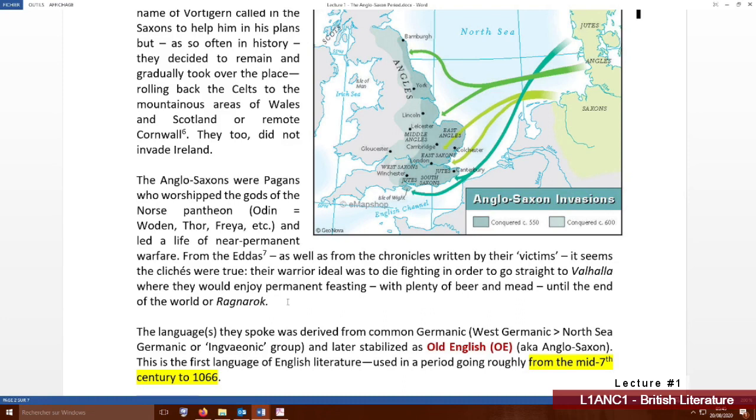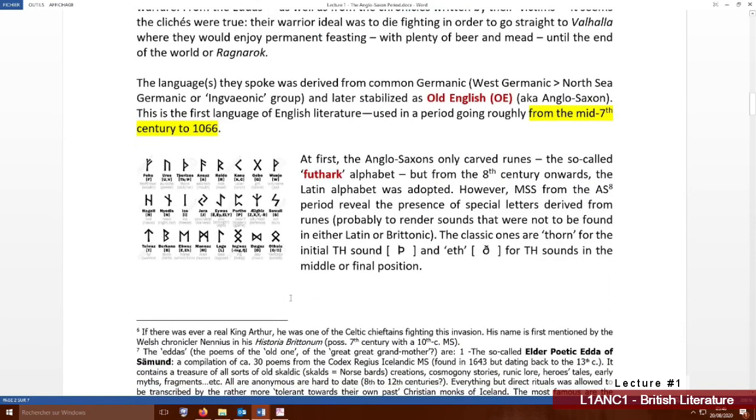Now, we're more interested in the language itself. The language they spoke was derived from Common Germanic. I'm giving you all the details if you're interested there. This language later stabilized as what we know to be Old English, OE, also known as Anglo-Saxon. That's the same. And this is the language of the texts we are interested in, those of this first period, going roughly from the middle of the 7th century to the Norman conquest in 1066.